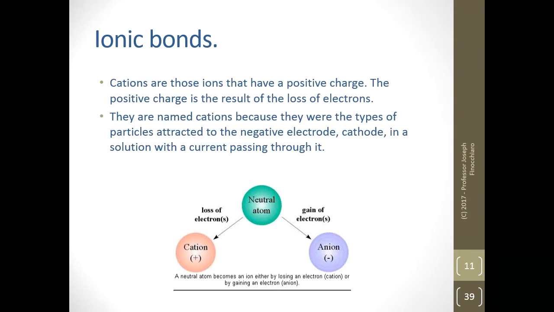Cations, positive, okay? Cations, cathode, positive. Cations are those ions that have a positive charge. It's a result of the loss of electrons. It's neutral, I lose the negative stuff, I become positive. Sounds like my last several relationships. They're named cations because they were the types of particles attracted to the negative electrode, the cathode, in a solution with a current passing through it.